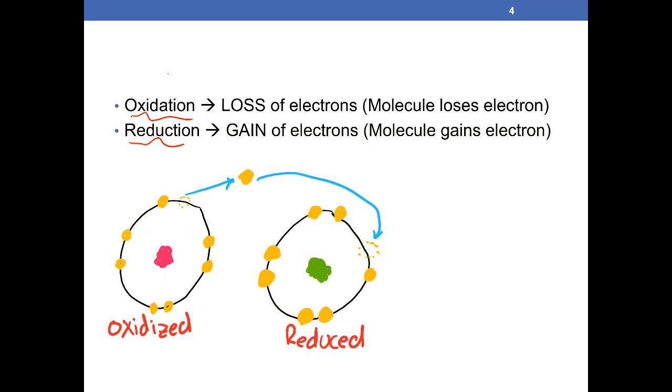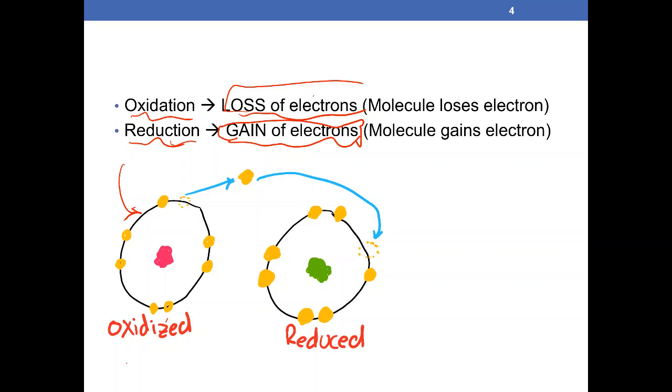All you need to know, or try to remember, is that oxidation is the loss of electrons. So for example, you have a molecule, it lost its electrons, that's called oxidation. Reduction is a gain of electrons. So when we say a molecule is reduced, that means it has gained an electron.